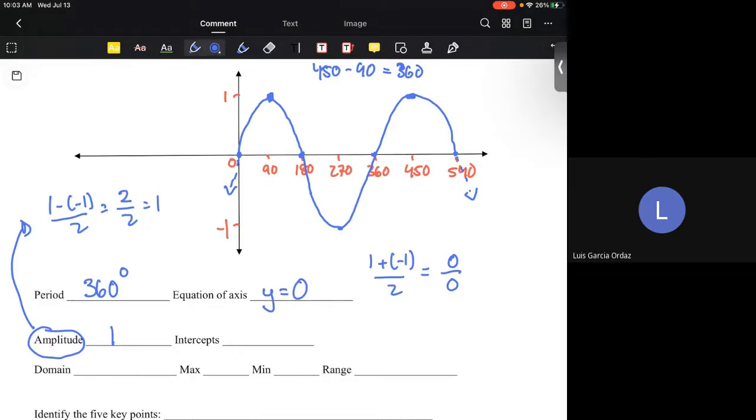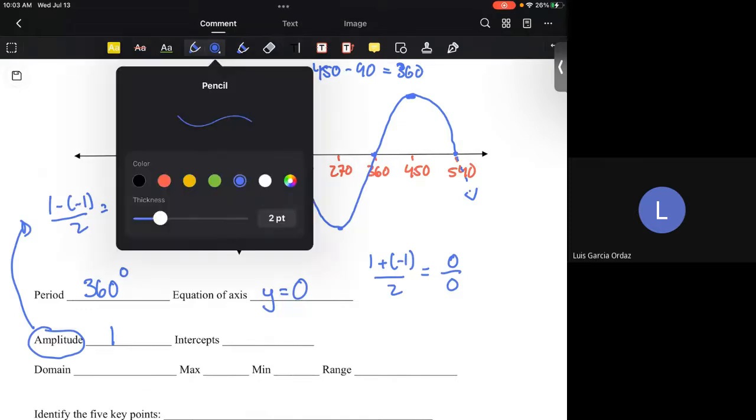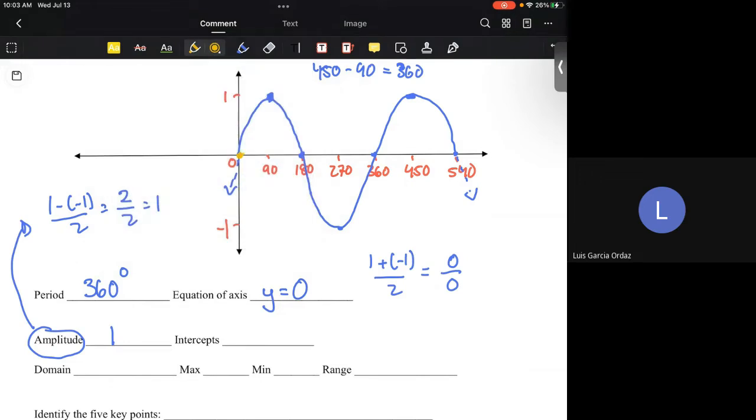And now for my intercepts, those are where my graph crosses the x-axis. So I'm going to label these a different color. Let's put it yellow. So at 0, 180, 360, and 540, those are where my graph hits the x-axis, which is considered my intercepts. For my domain, the domain of any sinusoidal function is x ∈ R.